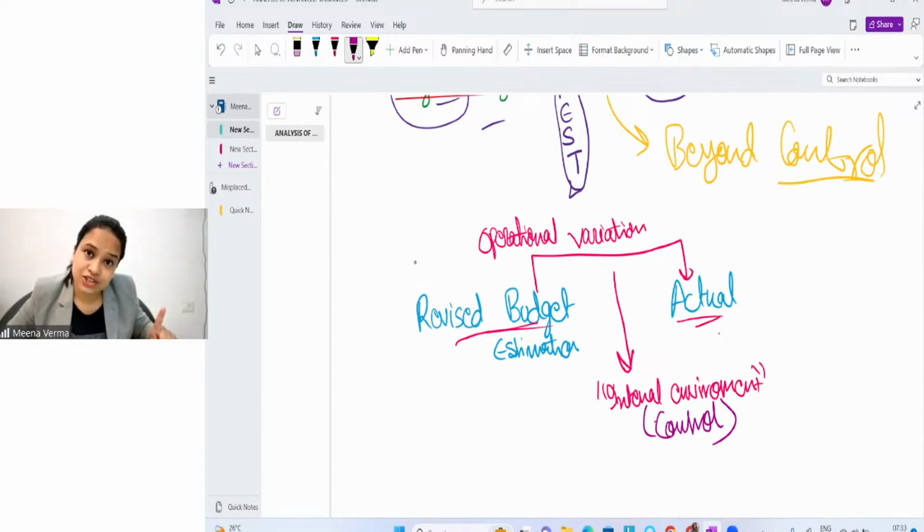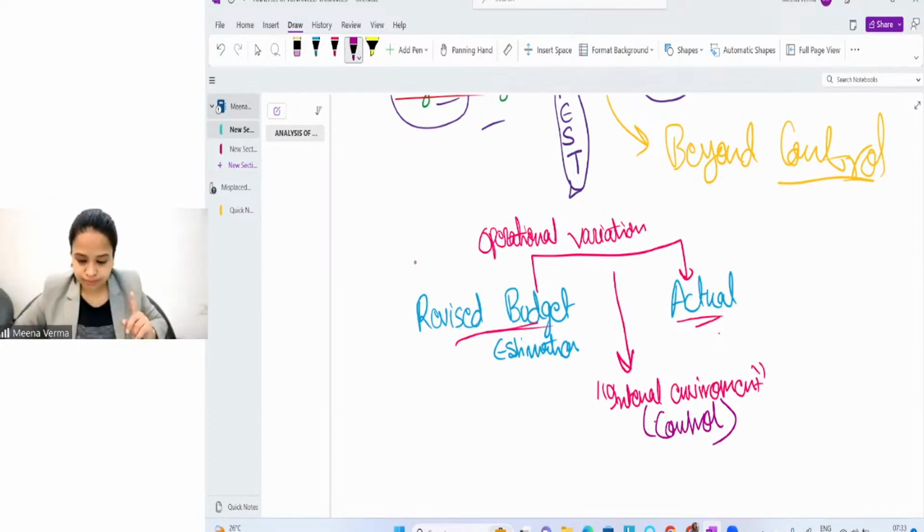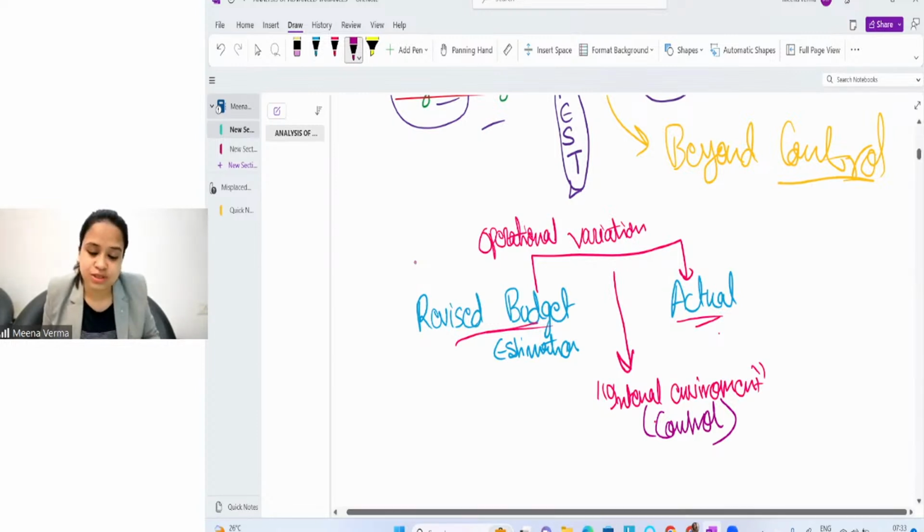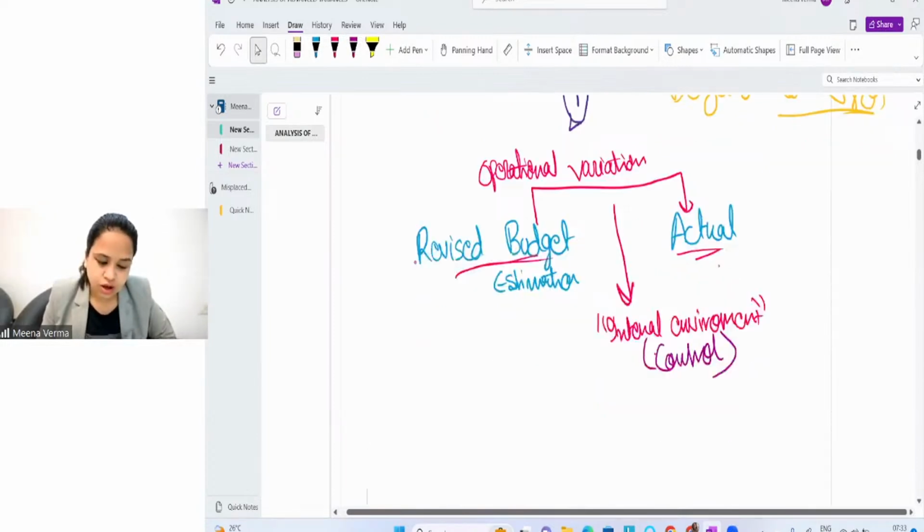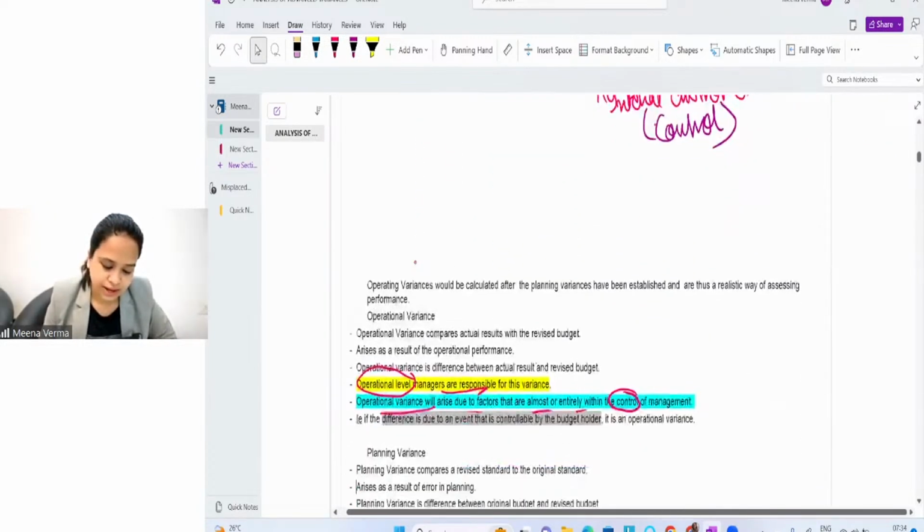Planning level variation cannot be controlled. It is not within the control of the company, right? It is because of the external environment. We cannot control the external environment. But operational level variation arises because of the internal environment, and it is within the control of the company. If the company uses good business strategies, they can control it. Simple. All right, so these are your operational variations and planning variations.